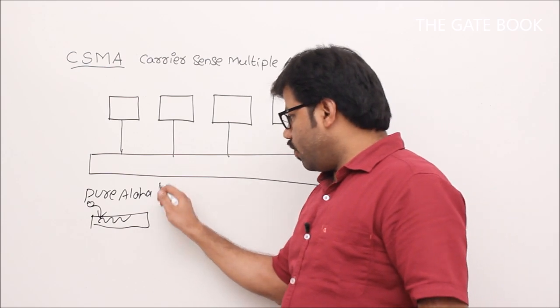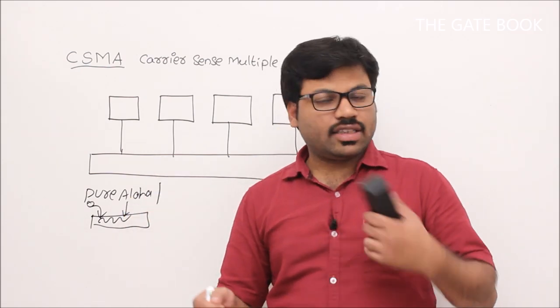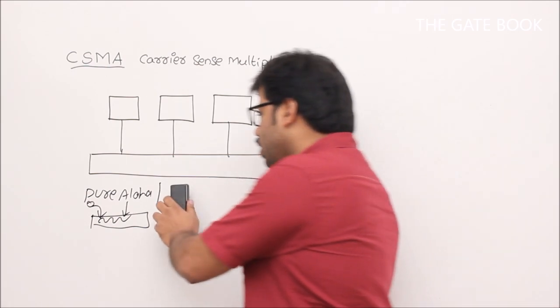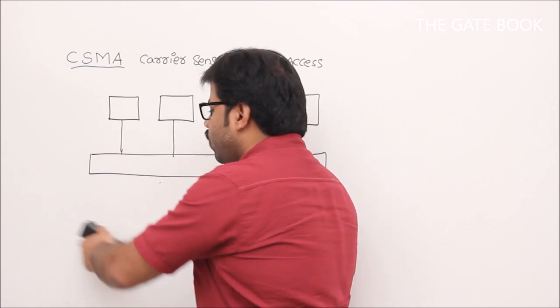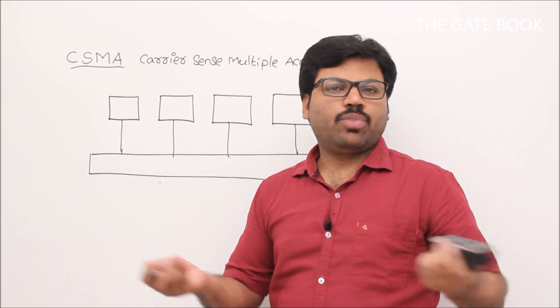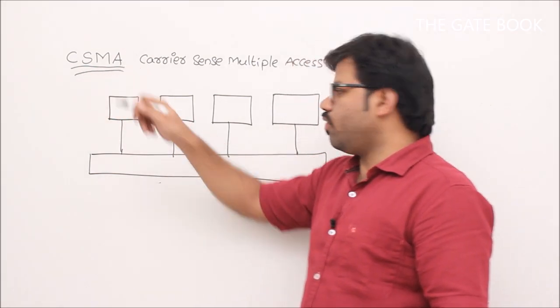But in our CSMA we are going to sense it first. If it is free, then only we send the data, so collisions will automatically be reduced. It is very intuitive, right? Because of that, definitely the efficiency of the medium will be improved. We will see how this carrier sense multiple access model works.